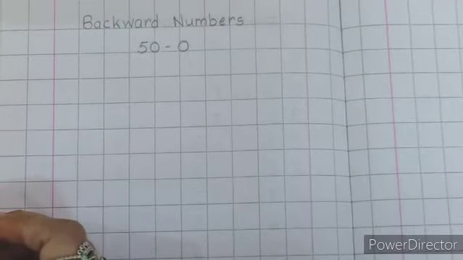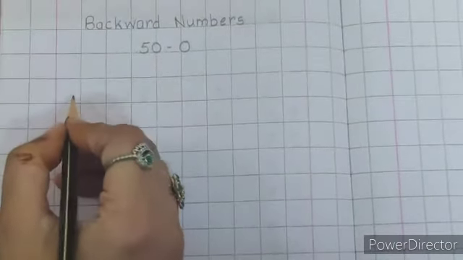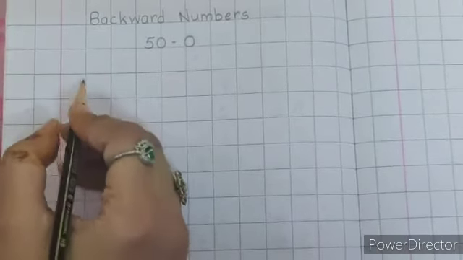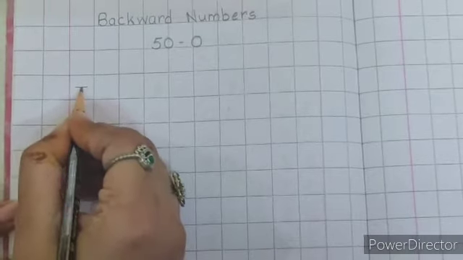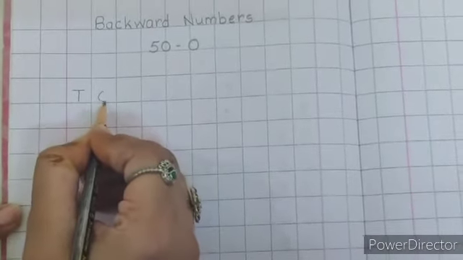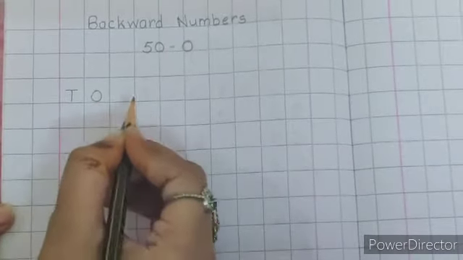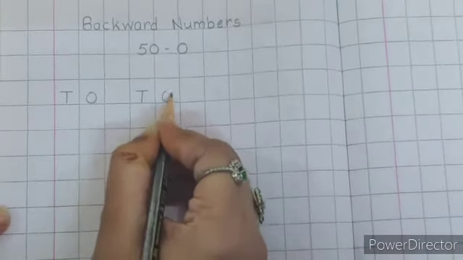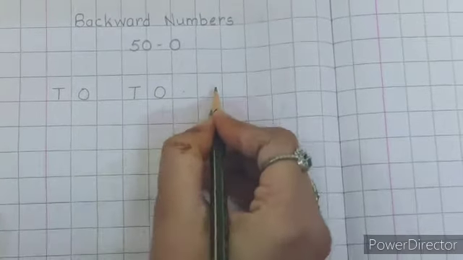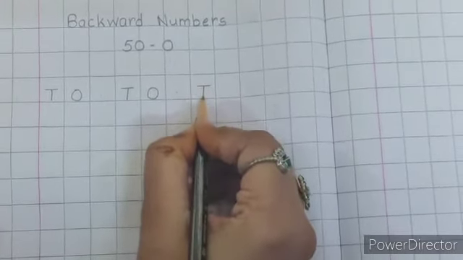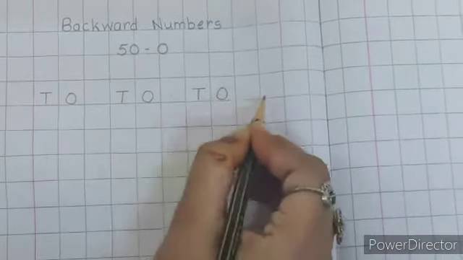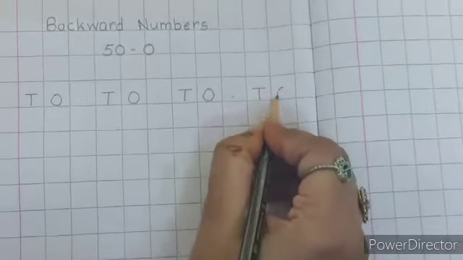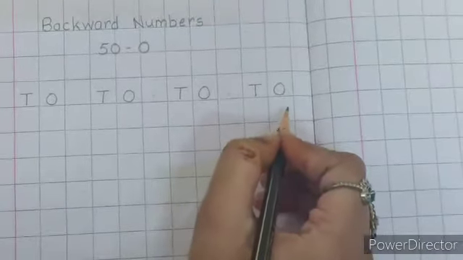T means tens and O means ones. So today we will write 5 times TO. Start from the margin line, leave this box and start from here. T, O. Put a small dot. T, O. Dot. T, O. Dot. T, O. And now ma'am is not having the space.